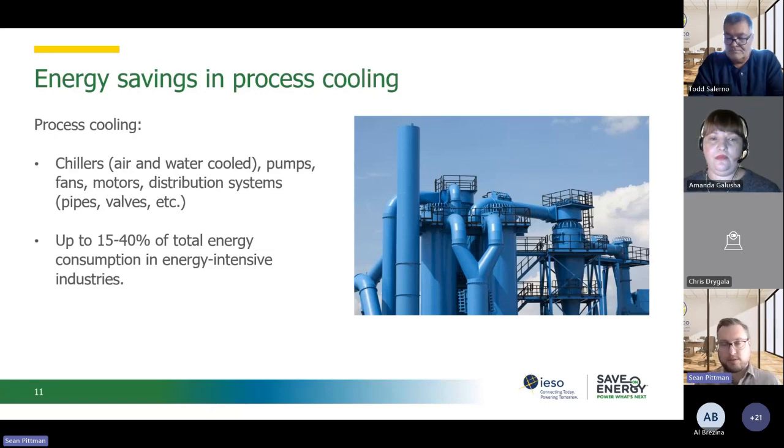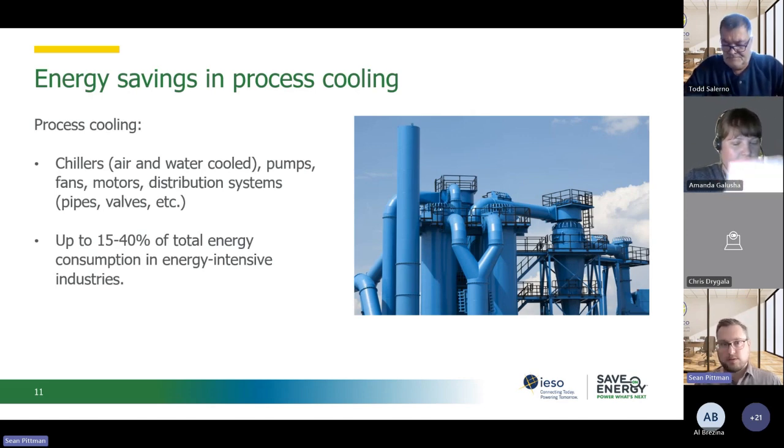So to start us off, we're talking about energy savings in process cooling systems. Process cooling systems involve a lot more than just a chiller. It's a system that mechanically removes heat from a process, and that involves not only chillers, but pumps, fans, motors, and distribution systems, so the pipes and the valves and all the things that go along with that.